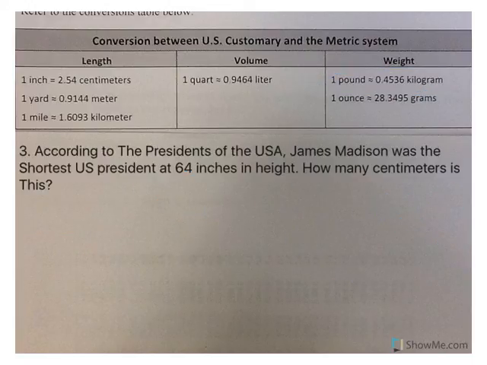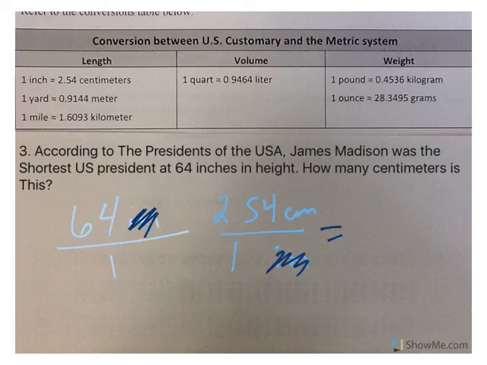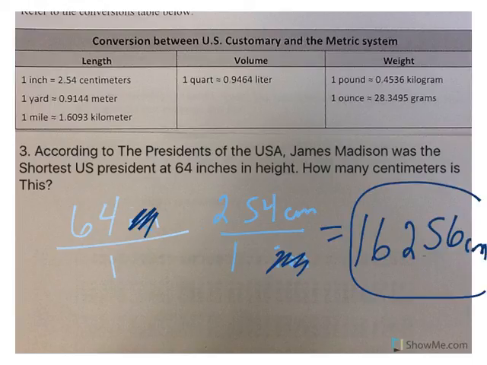Okay, number 3. According to the book on the Presidents of the United States, James Madison was the shortest U.S. president at 64 inches in height. I'm 64 inches in height. I could be president. How many centimeters was James Madison? If he was 64 inches, we want to get rid of inches, so we're going to put it on the bottom, top to bottom to cancel out. We know that 1 inch is 2.54 centimeters. So this makes your inches cancel out. The numbers are both in the numerator. You multiply across, and he was 162.56 centimeters. And that, my friends, is converting between U.S. customary and metric, jumping across the pond.